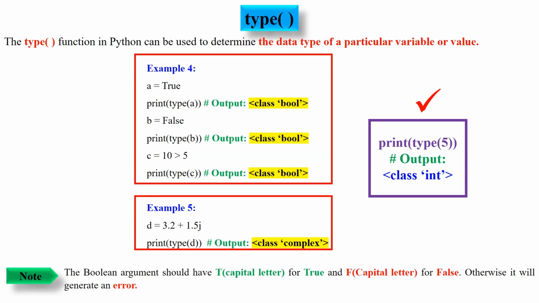Now, look at the right side. We can also write the code as print type of 5, so the output is displayed as class int. Here we didn't assign any variable; we found the type of the given integer number directly in the print statement. Likewise, we can code for all other data types also.